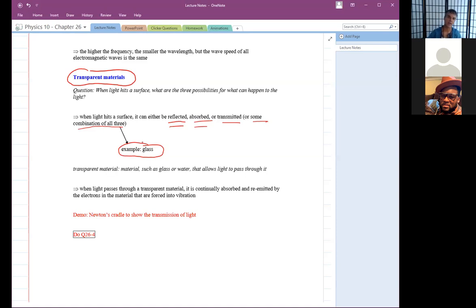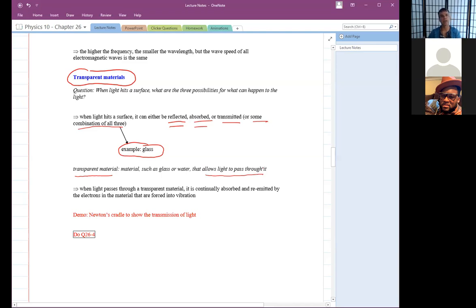How do I know for glass? Well, I can see on the other side of glass. Water's another case of something that can reflect light, it can absorb light, and it can let light go through it, which we just call being transmitted through. So a transparent material is one that allows light to pass through it.